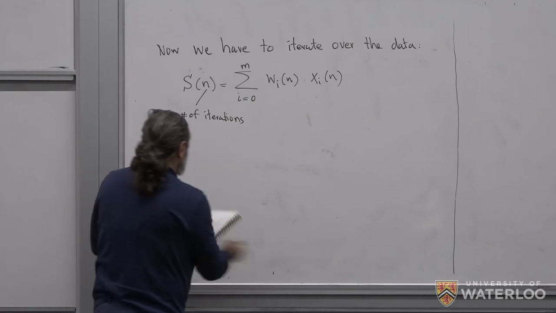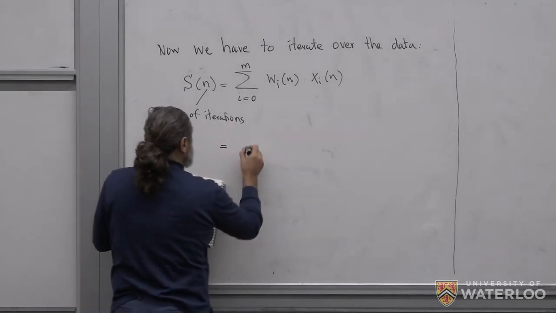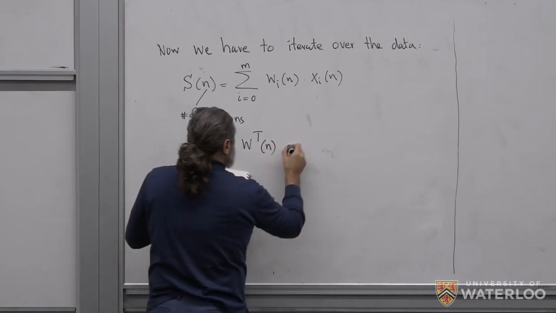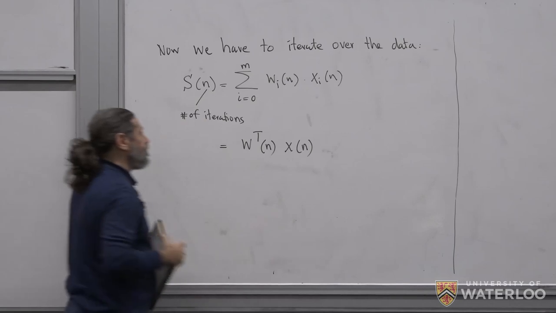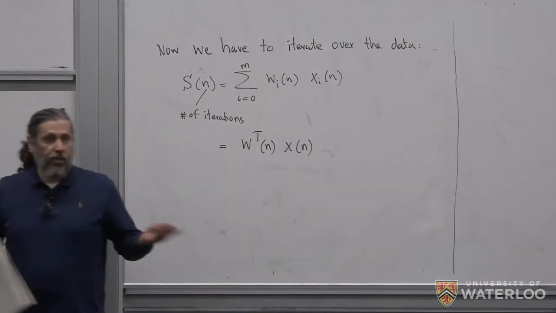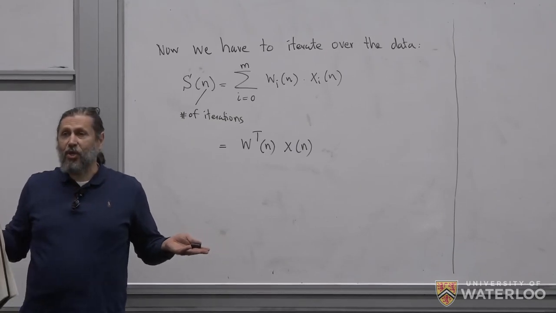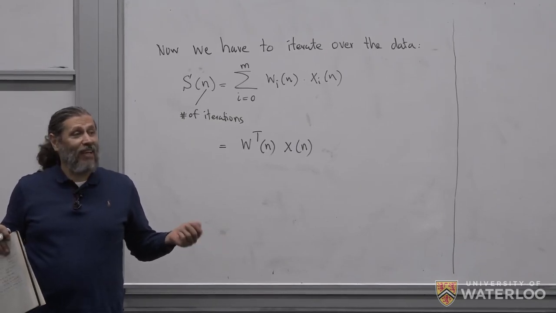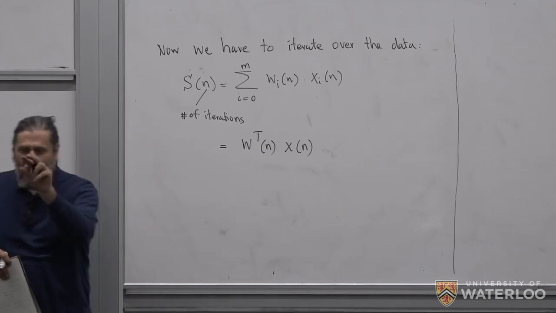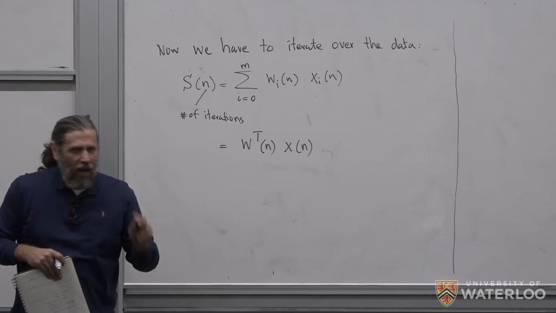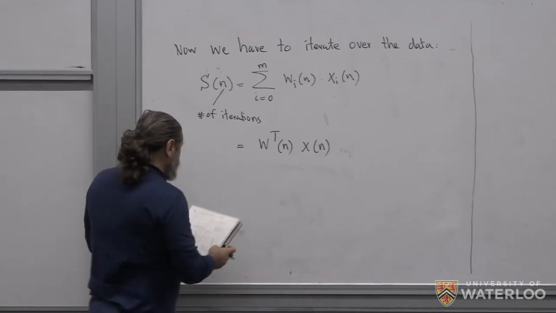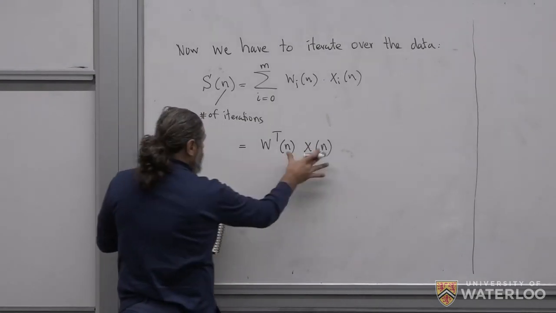N is the number of iterations. Now I'm learning. So of course, I can write it as w transposed at n times x at n. Now, this is a matrix, this is a vector. Who said I should give up those nice matrix operations? I still use them, but I will not build a mathematical model. I use them for local operations to have nice, efficient implementation. So that's a vector notation, of course.